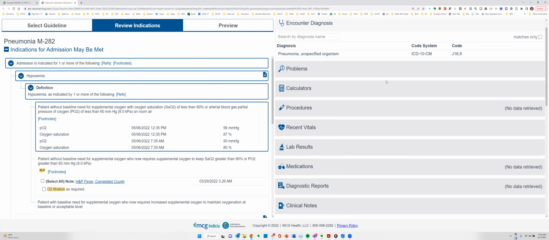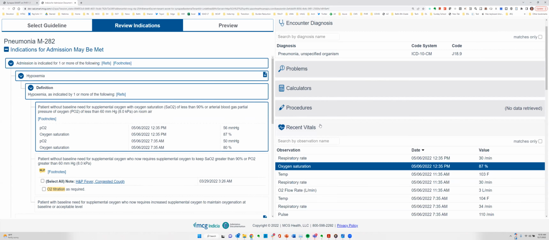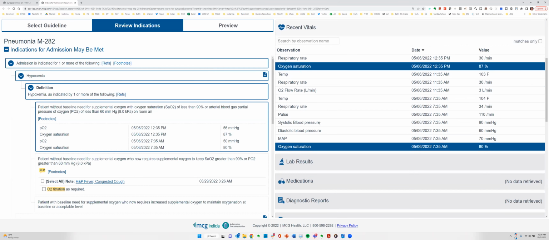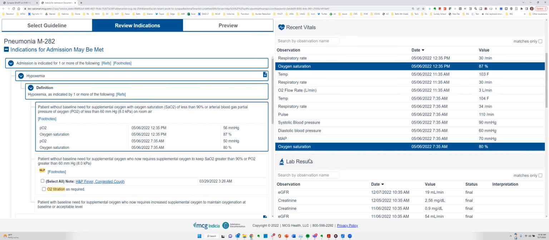So in this example, we have a hypoxemia definition, and in this case, we are looking for oxygen saturations based on their O2 levels. And so we're able to find clinical data in here that is able to assert that the patient does not have a baseline need for supplemental oxygen. And now they clearly do have a need for it because they have a partial pressure of less than 60 and their O2 sats are below 90. So that information gets captured, it gets put underneath the clinical criteria that you see on the left-hand side.